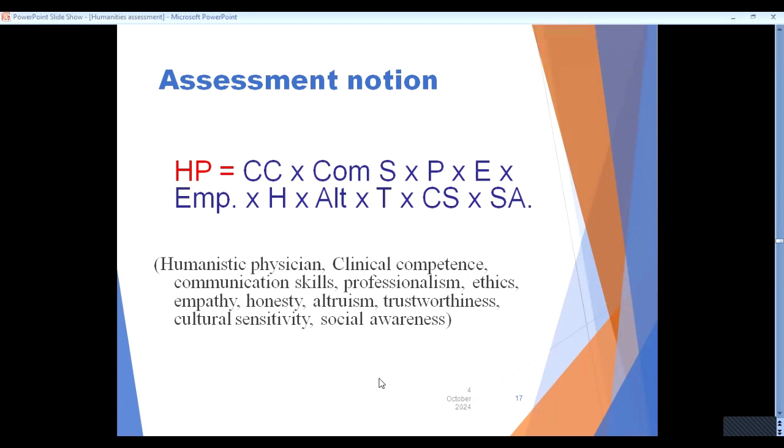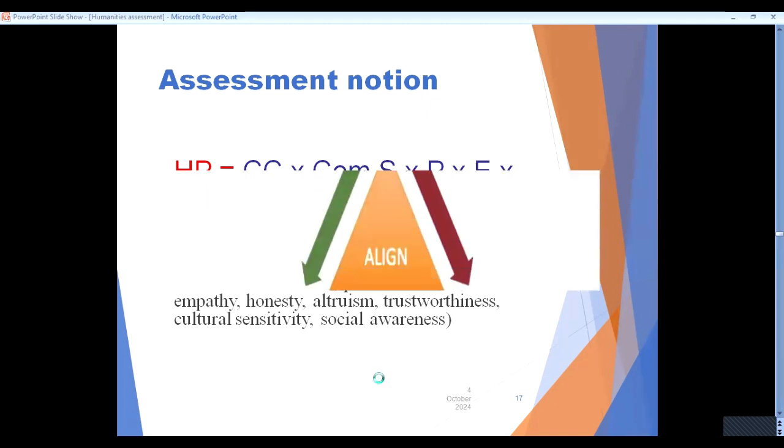So if the doctor is not empathetic, or if he has got zero empathy, even if he has got other attributes, he will become zero. He will not become a humanistic physician. He might be having clinical competence also. And that is why it is very much essential to measure and assess as far as maximum attributes of humanities are concerned, to label that student or a physician as a humanistic physician. Next one, please.